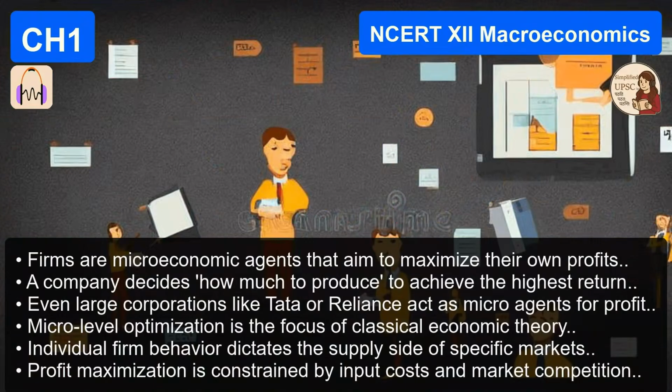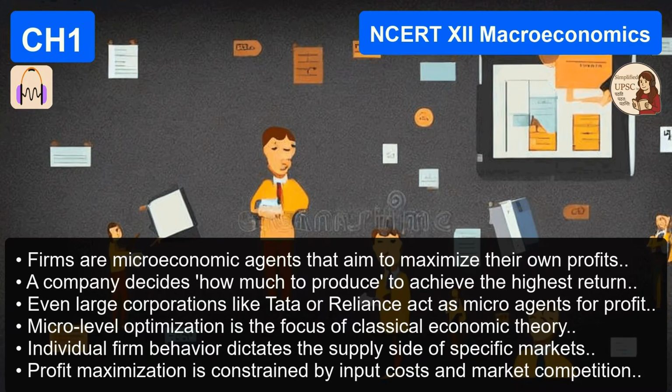But wait, what if we are talking about a massive company? I mean, something huge like Tata or Reliance. Surely they're macro because they're so big they affect the whole country. That is a really common misconception, and it's a great point to clarify. Even a huge company, a massive multinational corporation, is still considered a micro agent in this context. Really? Why is that? That seems counterintuitive. It's because of its goal. It acts for its shareholders. It is not acting for the welfare of the entire country. Its goal is to maximize profit for a specific private set of stakeholders. It's still looking at its slice of the pie, not the whole pie.